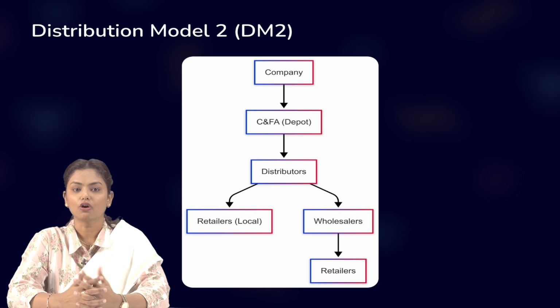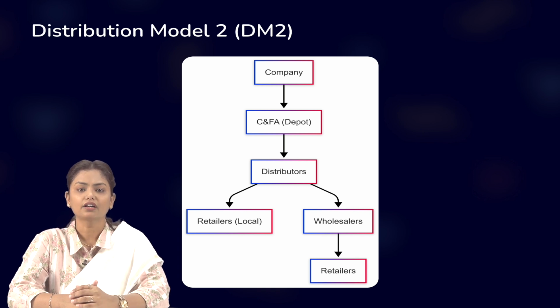This model is often utilized by some regional and national players, particularly those with a limited number of stock keeping units and companies that may not have a highly developed specific rural strategy. This model is inherently simpler than DM1 because it avoids the complexity of maintaining a distinct channel for rural distribution. Let us now understand the key features of the DM2 distribution model.